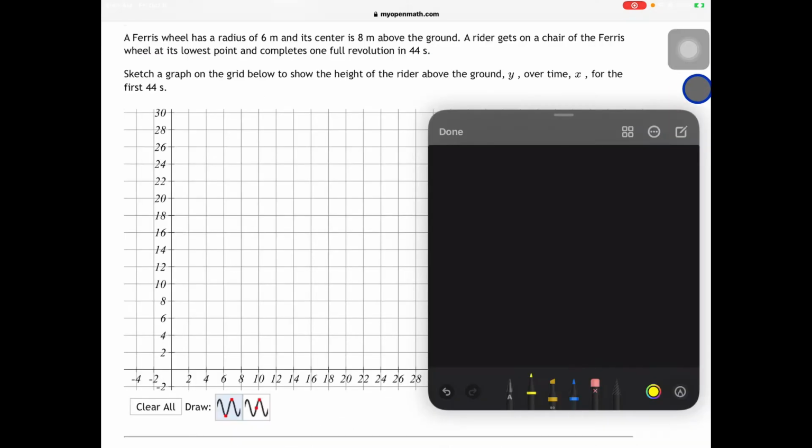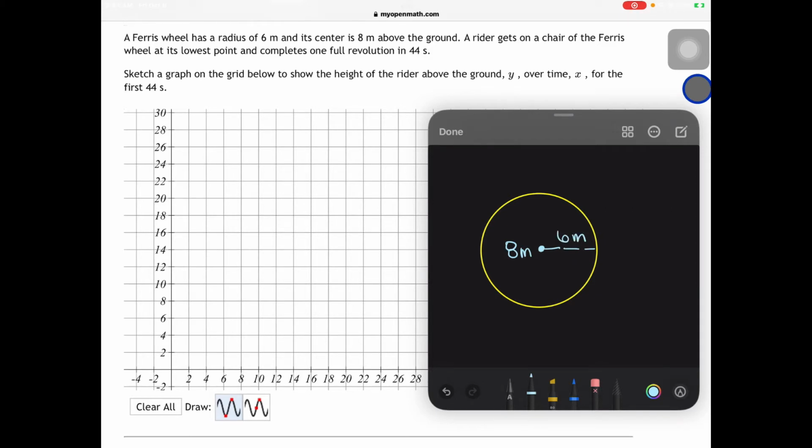So there's a few things we need to know here. First, let's sketch this out. Let's imagine that I have some Ferris wheel. Now, they tell me what the center is. So they tell me here's the center, and this is 8 meters above the ground. And then they tell me that this has a radius of 6 meters.